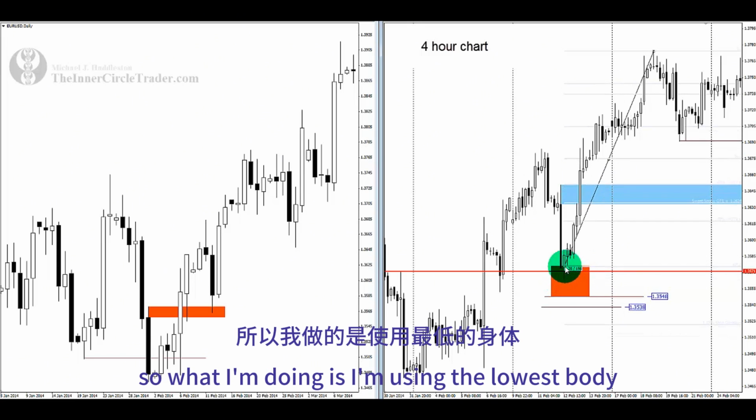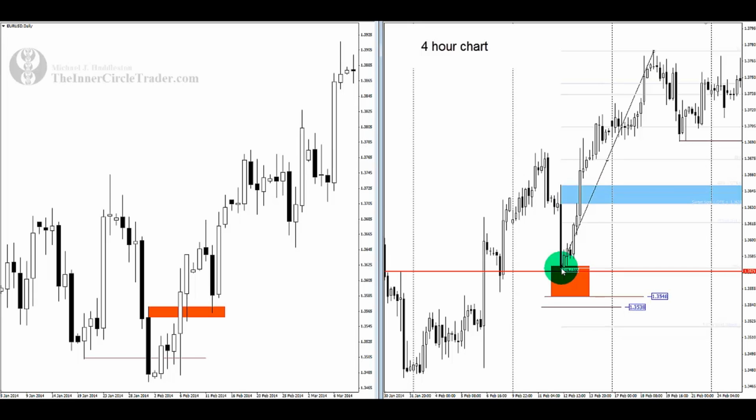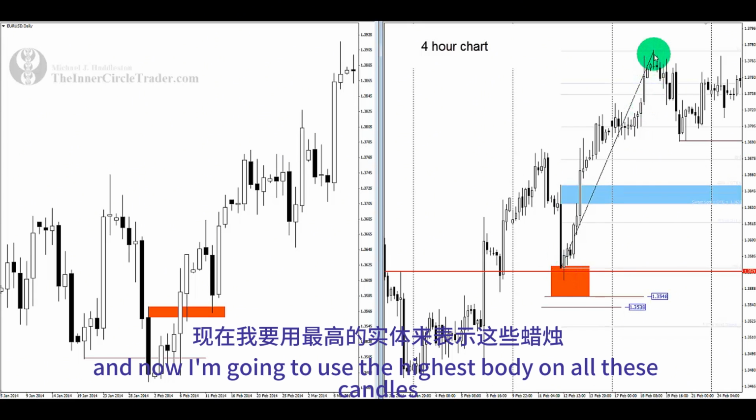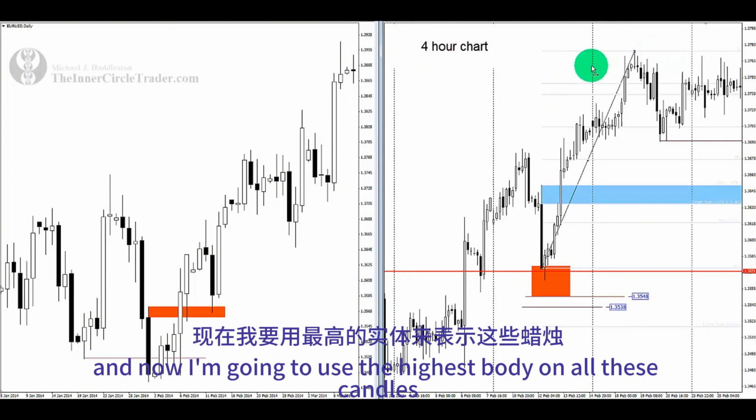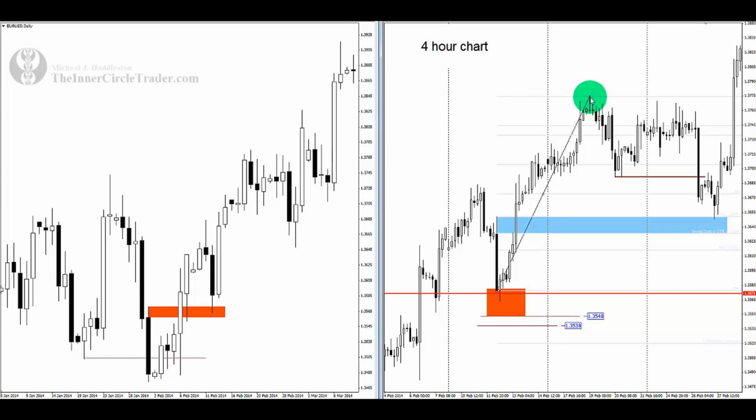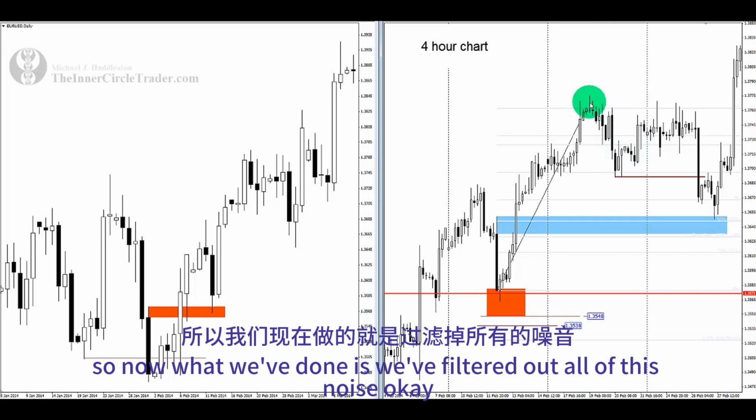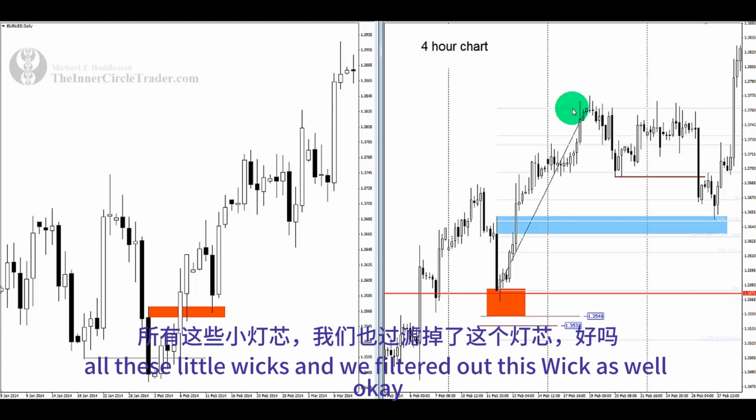So what I'm doing is I'm using the lowest body point of reference right there. Okay, you see that? And now I'm going to use the highest body in all these candles, which would come in the form of this one right there. You see that? So now what we've done is we've filtered out all of this noise, all these little wicks, and we filtered out this wick as well.